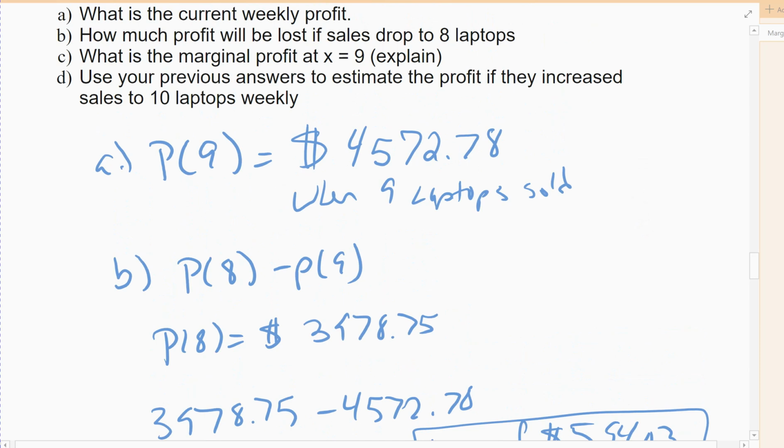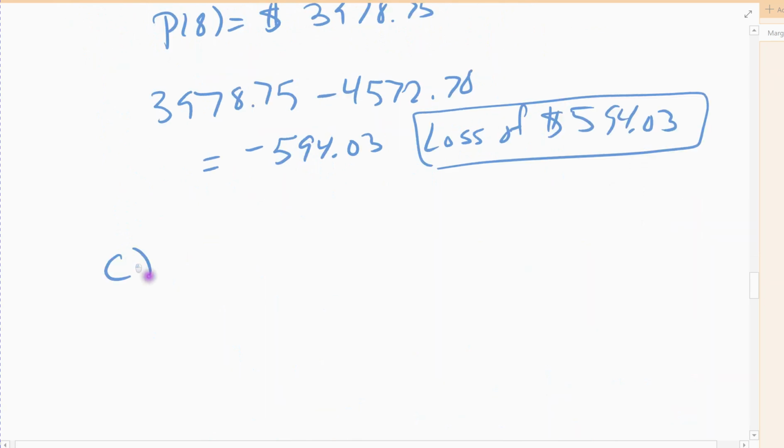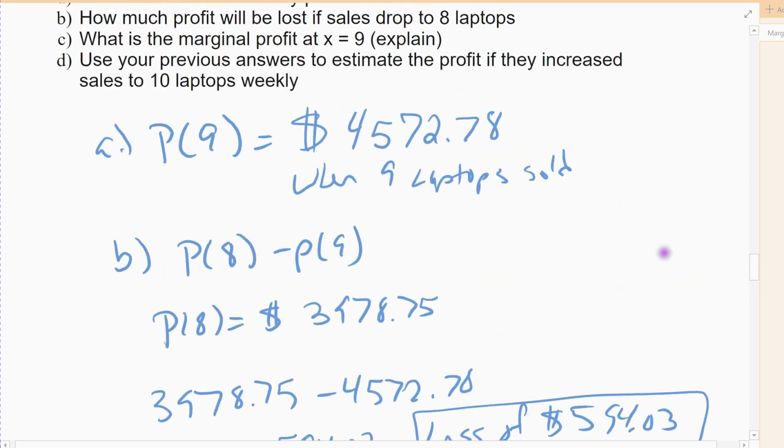What is the marginal profit at 9? And then interpret it, right? It's always interpret it, do the analysis part. All right, so marginal profit is the derivative of profit, right? Marginal profit is the slope, how much it is increasing or decreasing by. So I find the derivative of my profit equation.